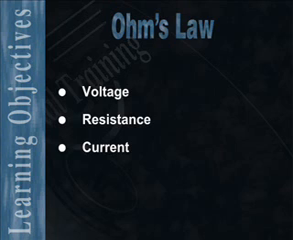In this topic, the basic relationship between applied voltage, circuit resistance, and resultant current flow is described. An example is presented to illustrate the concepts covered.